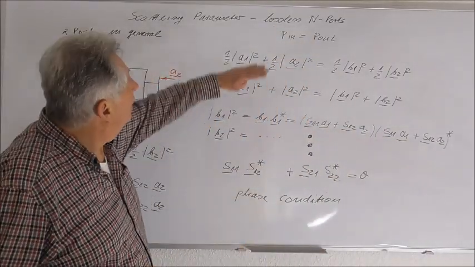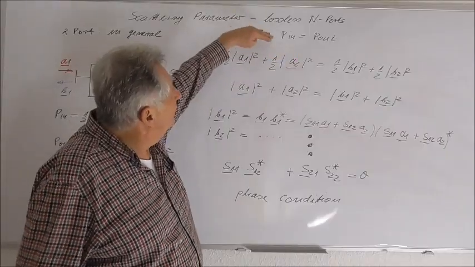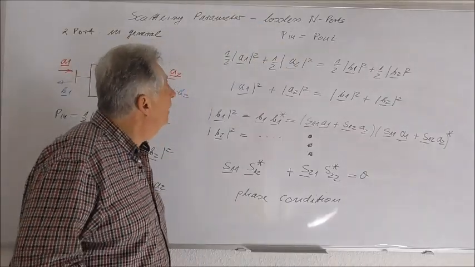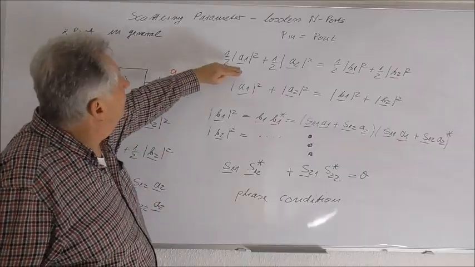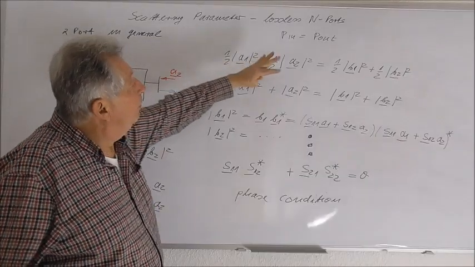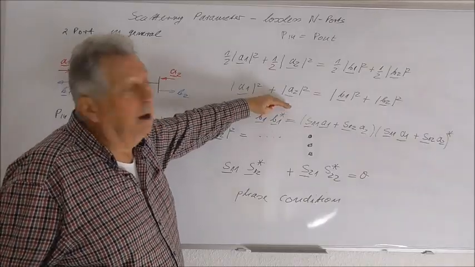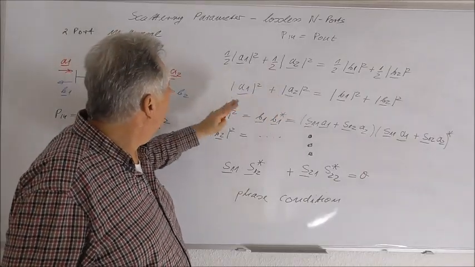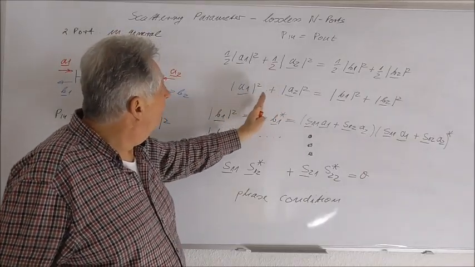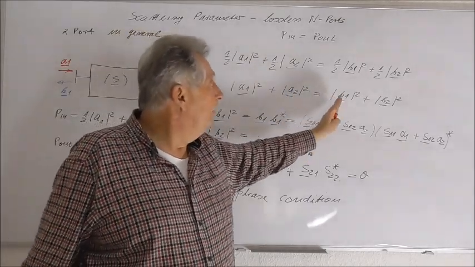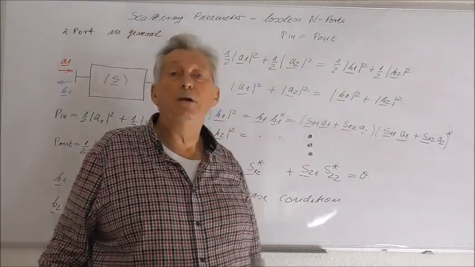So if we start again with the equation that the input power is equal to the output power, we end up with this equation. Of course, the half will cancel out, and we come to the equation that the absolute value squared of A1 and A2 must be equal to the absolute value squared of B1 and B2.